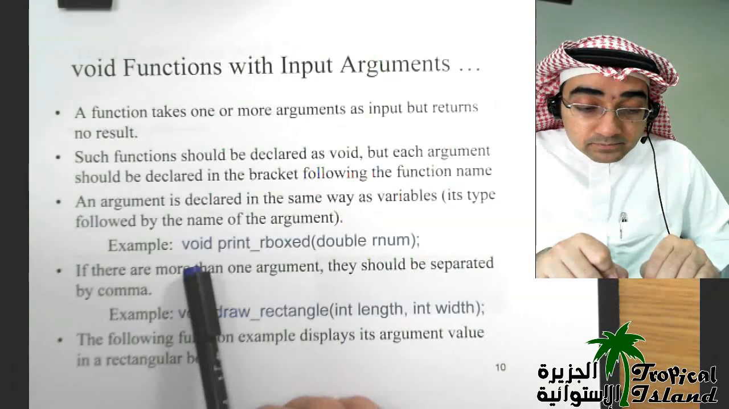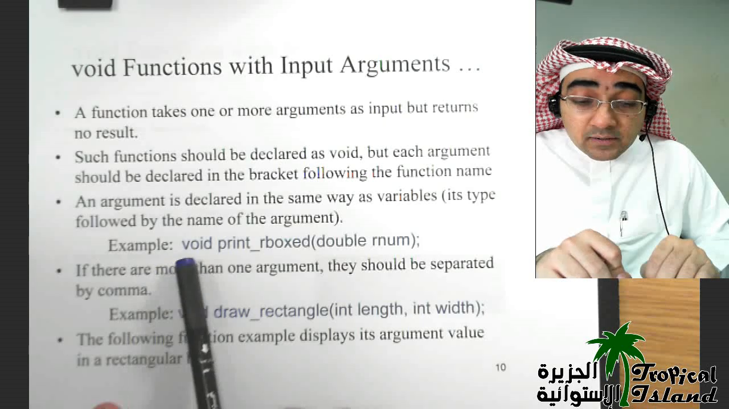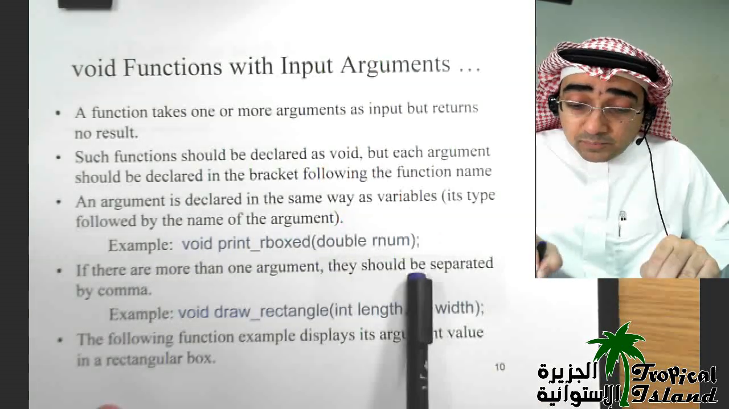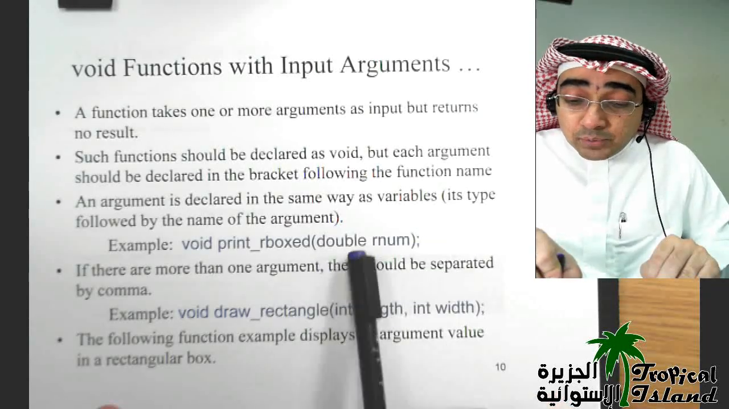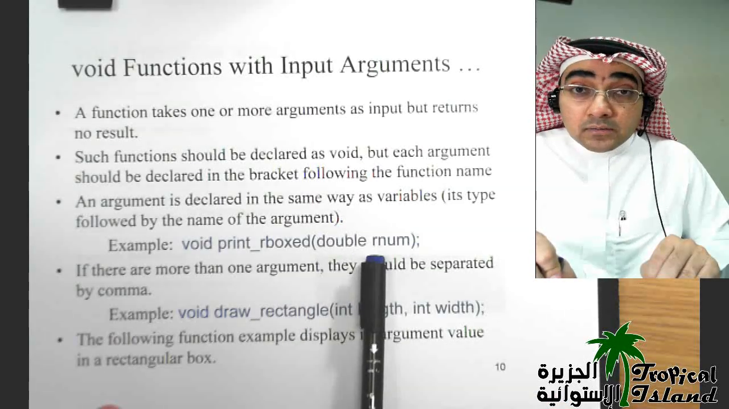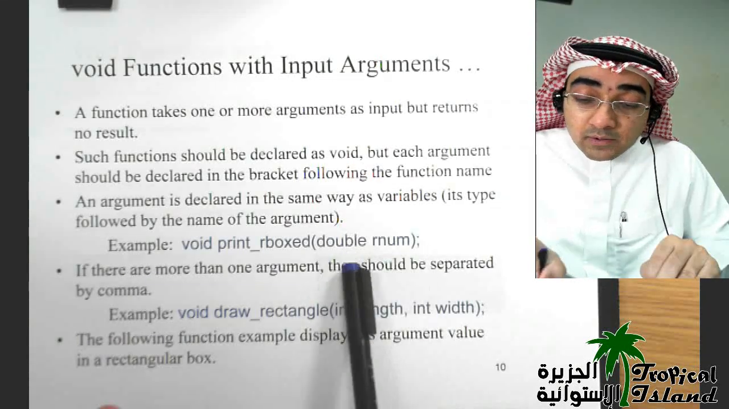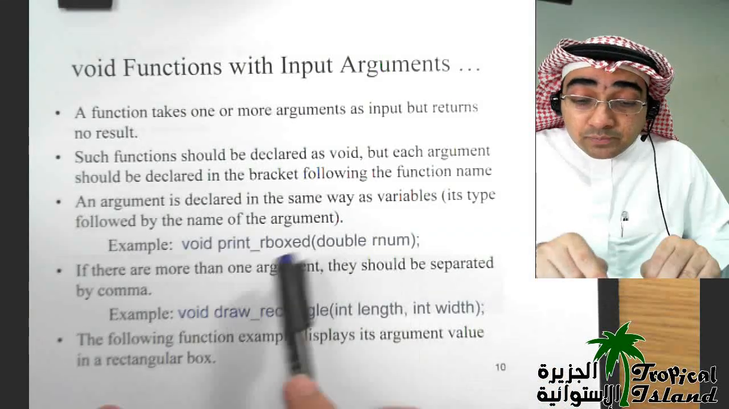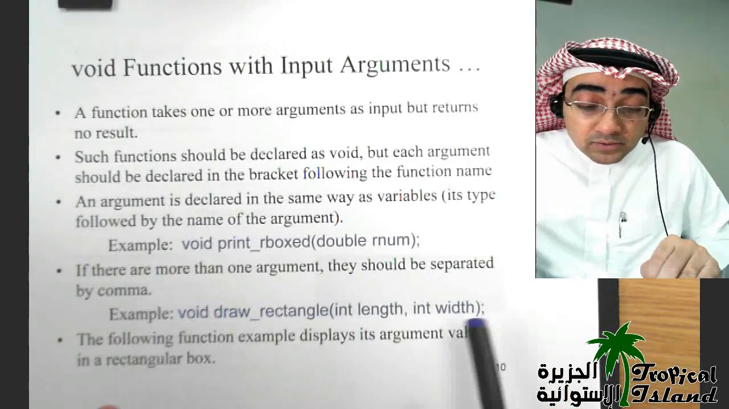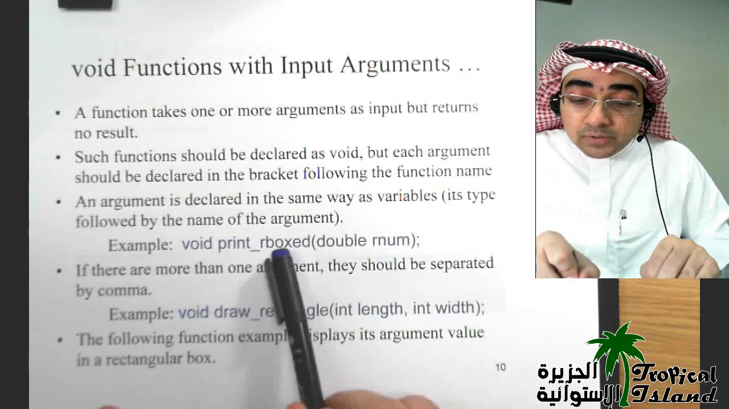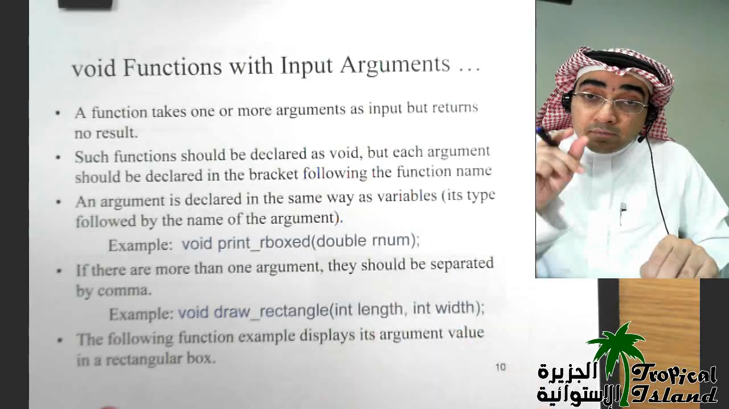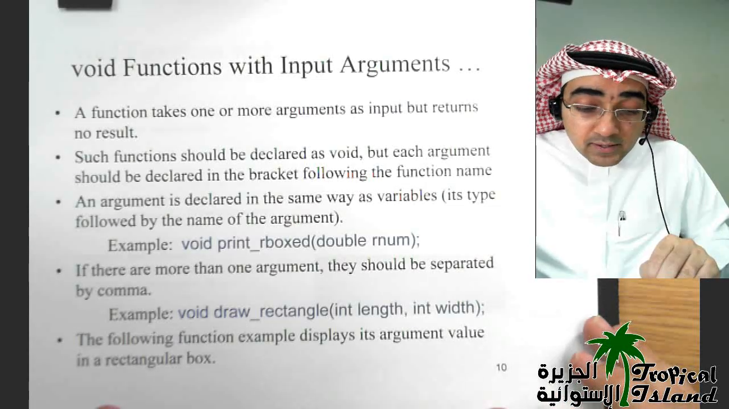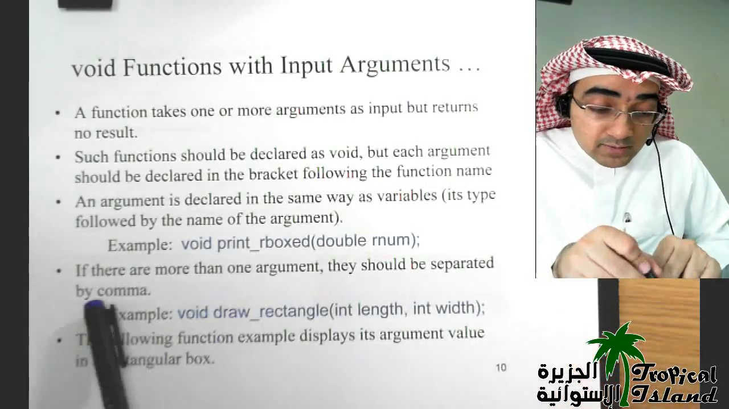Okay, so an example is here. This is a void function, and the name is print r boxed. In between brackets, it takes a single input as a double and names it r num. So r num is our variable, it's of type double. It's an input argument that I'm going to give the function print r boxed, and it's not going to return any value. The print r boxed function is going to take a value and print it in a box. We have an implementation for it in the coming few slides, and I'm going to show it to you in a few seconds.